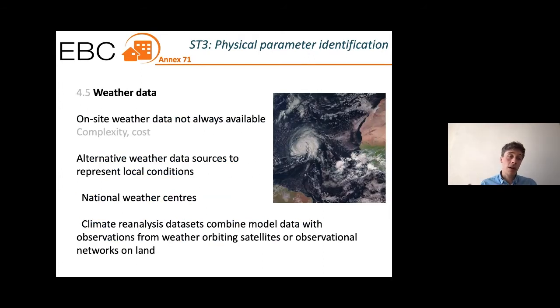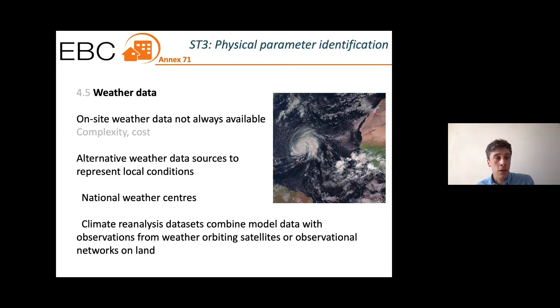And then weather data, as you all know, gathering weather data on site is often a complex affair. It's also costly. So this part of the chapter looked at what are alternative data sources to use to inform the model. So more and more you see national weather stations releasing detailed weather observations and climate information, which is more and more available free of charge.